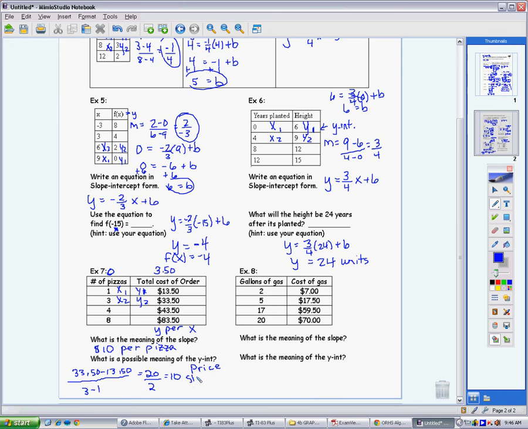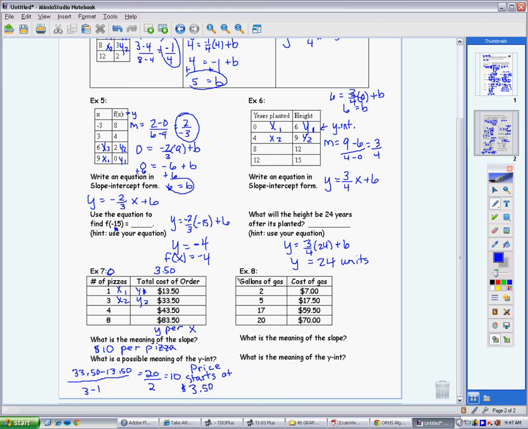Price starts at $3.50. And that's going back because the slope between the pizzas was $10 per pizza. And we went back $10, and we see we're starting out at $3.50.